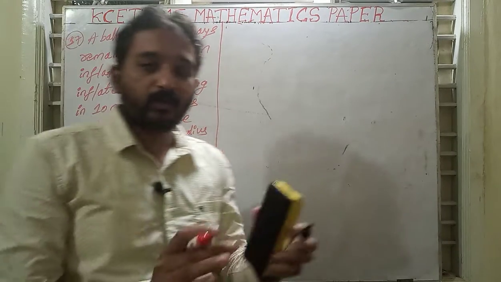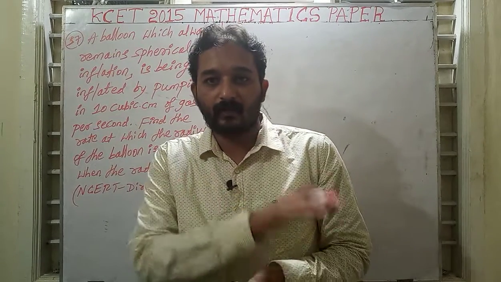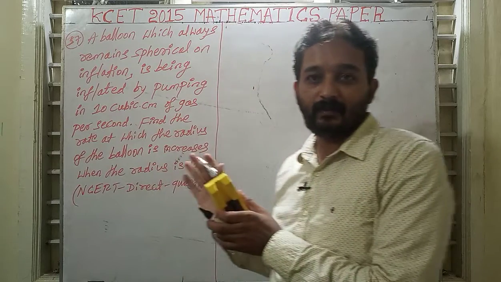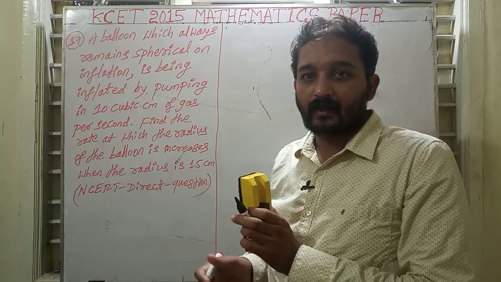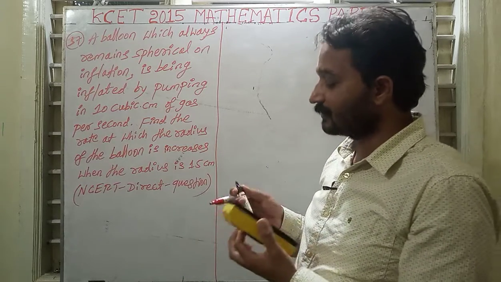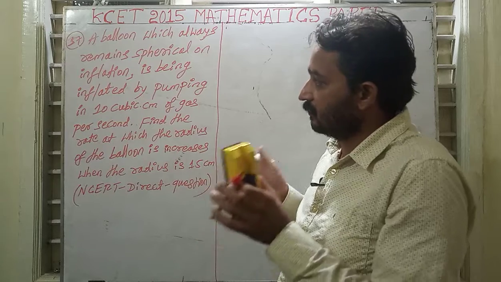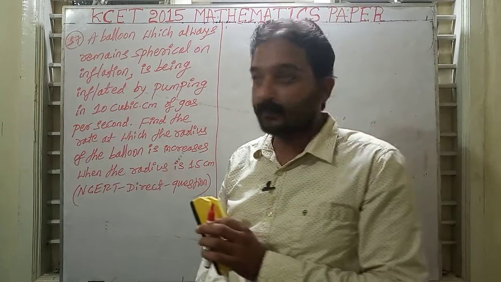So now let us move on to question number 37. This question is based on the chapter application of derivatives. So many topics are there, but particularly this problem is based on rate measurement, rate of change of quantity. Now let us see the question. First we have to identify the given data and also the data to be found. It is essential to solve the question easily.